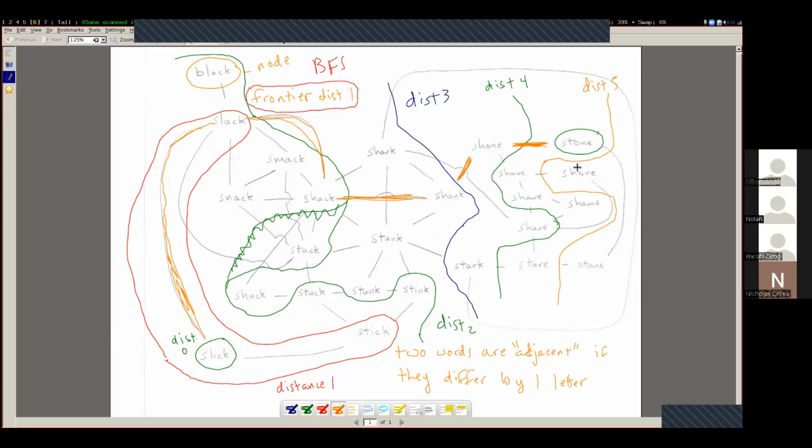Any questions about this? Yes. The distance 0 right here is like starting at slick and ending at slick. So slick is distance 0 from itself. Good question. Any other questions so far?